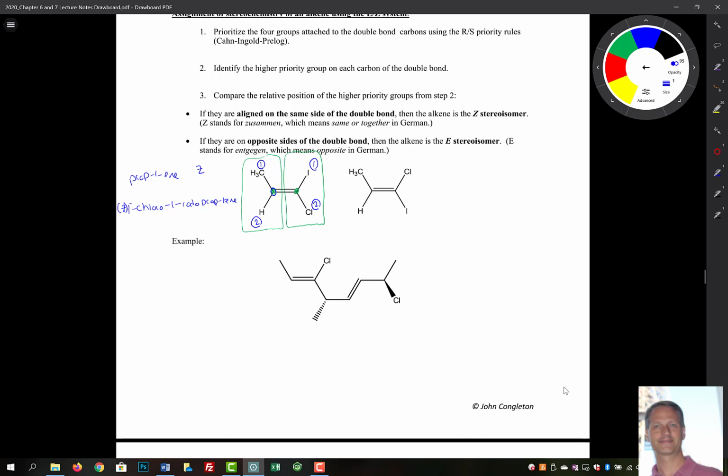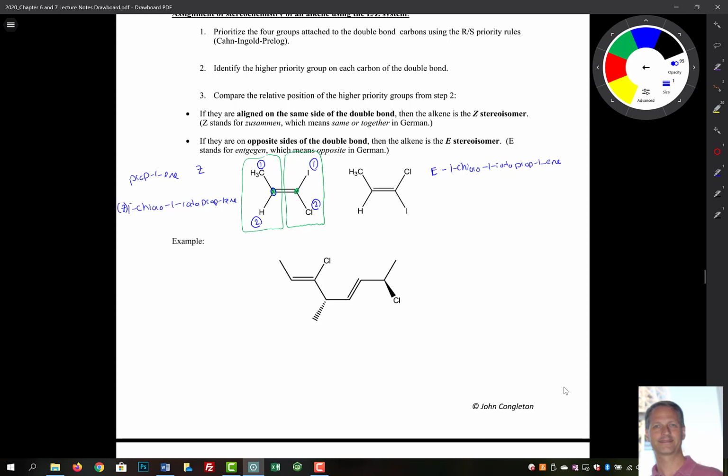All right, so that's Z. The other isomer over here would be the E isomer. So this would be E-1-chloro-1-iodo-prop-1-ene. And we could also call this 1-propene too. All right, let's see if we can name this beast that's down here.